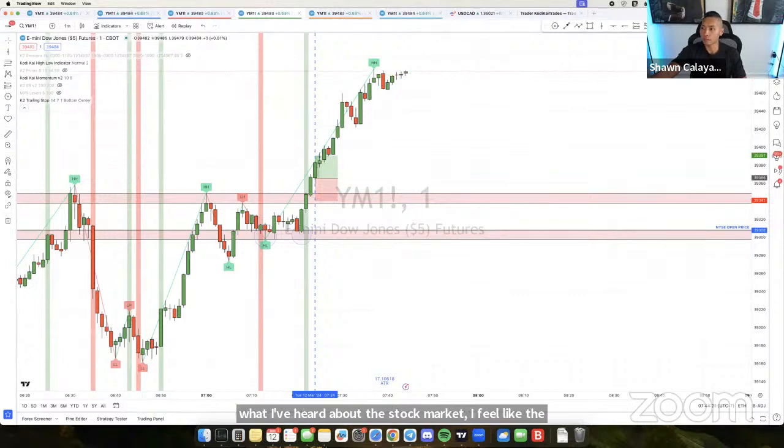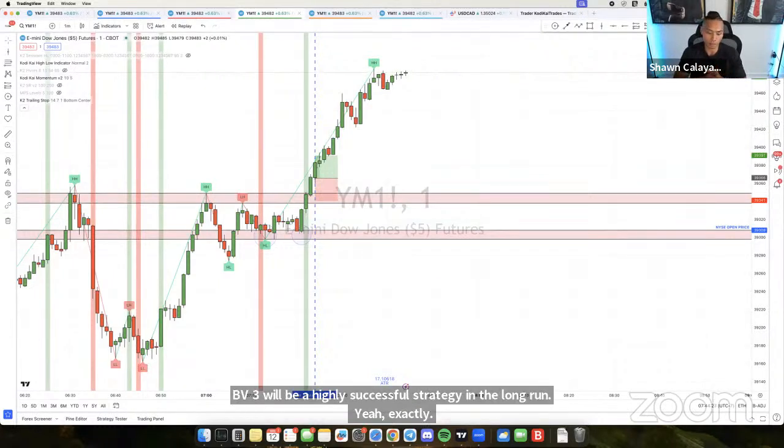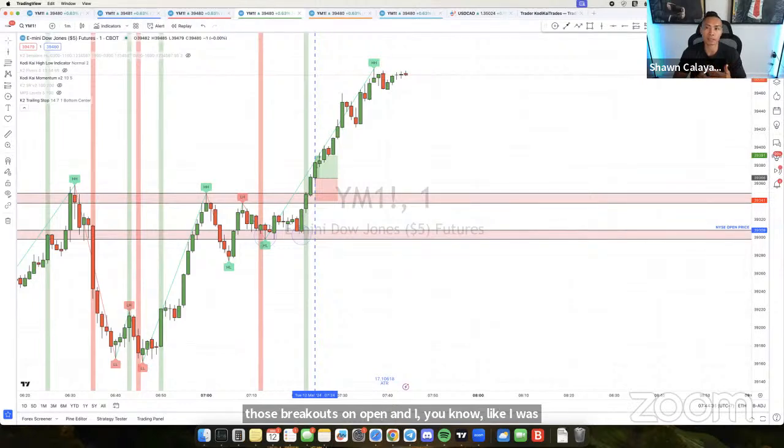Yeah, exactly. Because the way that we apply it, we're looking for those breakouts on open. And like I was talking about this with Kenny, my momentum indicator is such a strong tool. It's such a strong tool that nobody has, because I put so much work into creating this indicator that a lot of people can't catch momentum like we do.